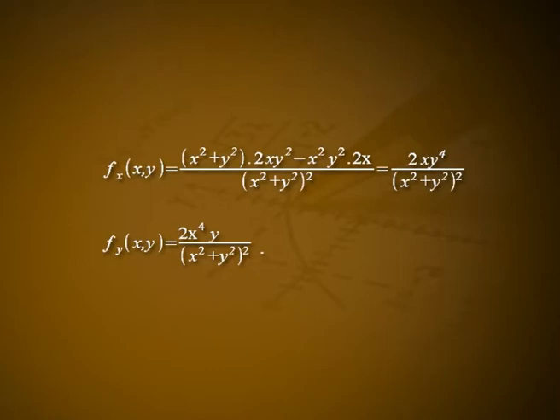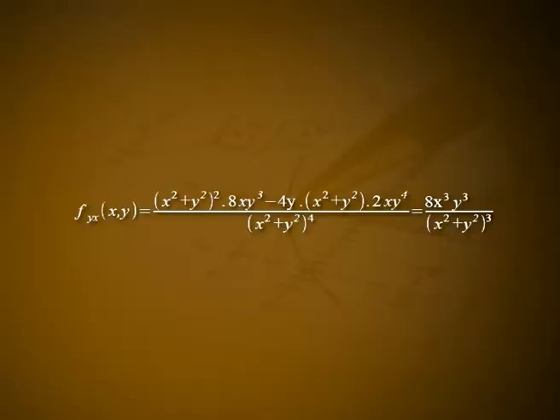fy at (x,y) is equal to 2x^4 y divided by (x² + y²)². Again, fyx at (0,0) is equal to the limit of [fx(0,y) − fx(0,0)] divided by y as y tends to 0, which is equal to 0, and fxy at (0,0) is equal to 0, so that fxy at (0,0) is equal to fyx at (0,0).